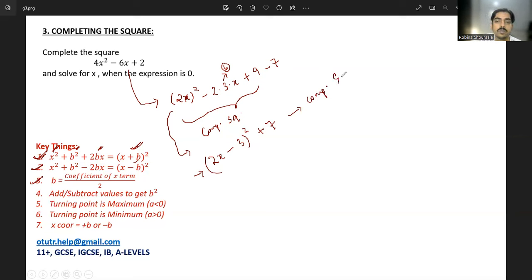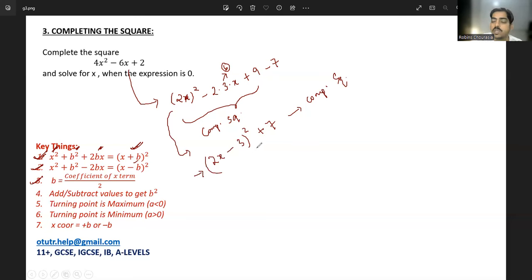Completing square. This is a simple 1 or 2 step question. But if they tell you further to solve for x, then you need to go further and actually find out what x is. But in that case, this will not be an expression, it will become an equation, because how can we find the value of x? Only when it is equal to something. So it says when the expression is 0, you have to find the value of x.